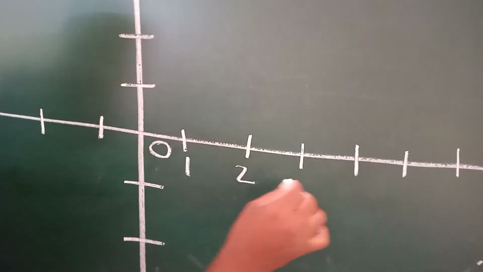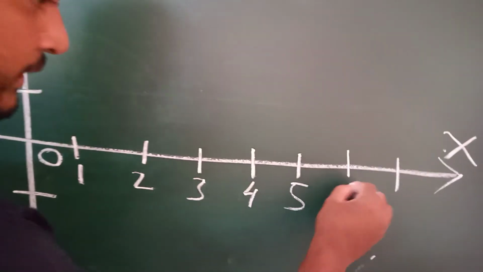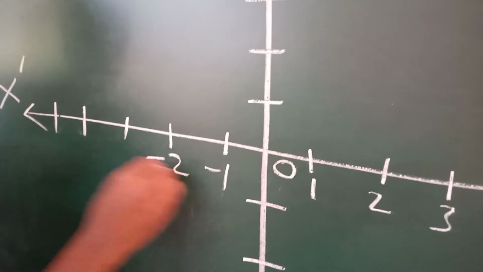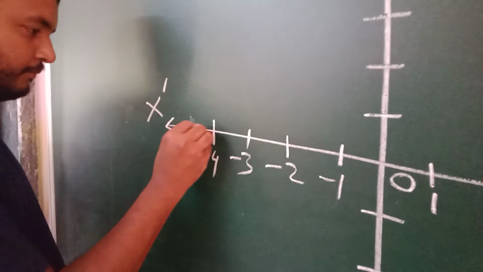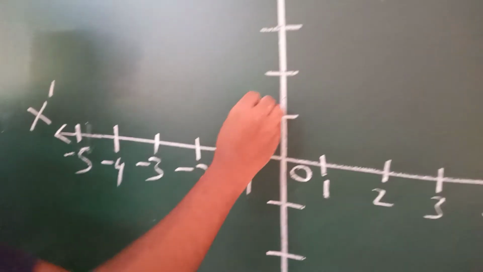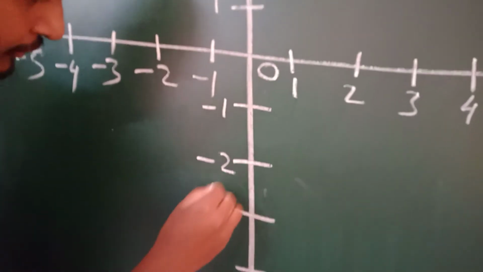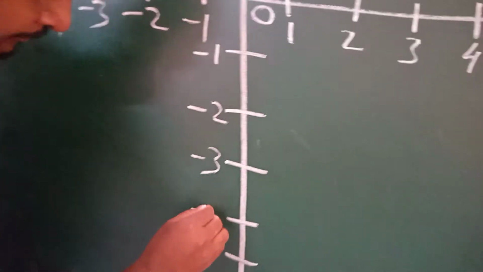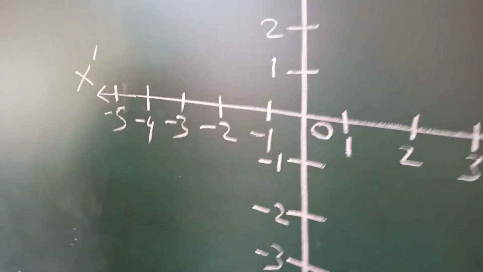One, two, 3, 4, 5, 6, 7, -1, -2, -3, -4, -5. Here 1, 2, 3, 4, -1, -2, -3, -4, -5.